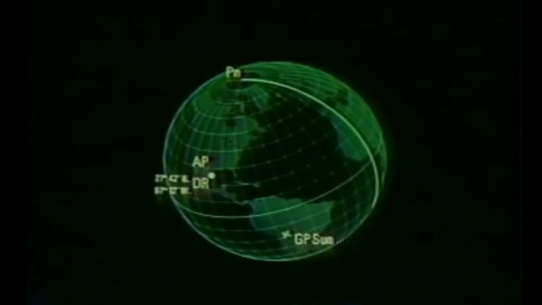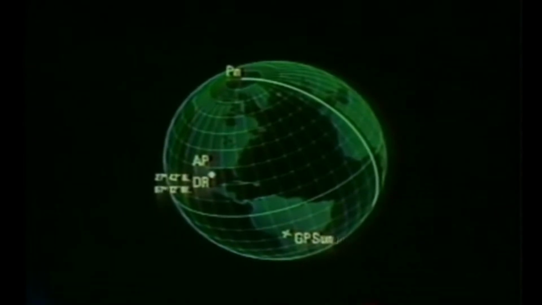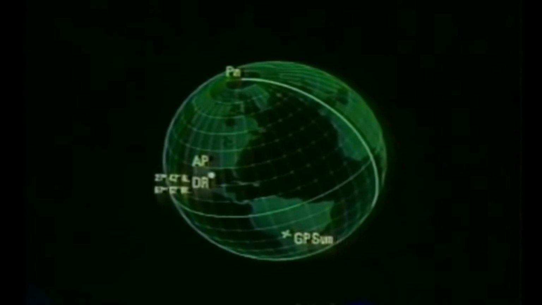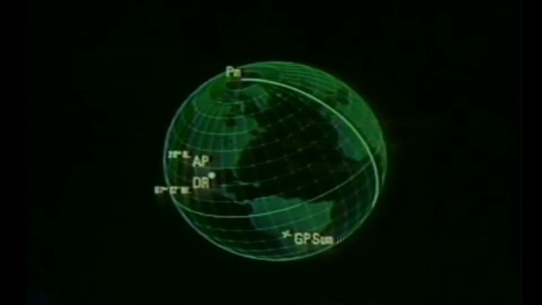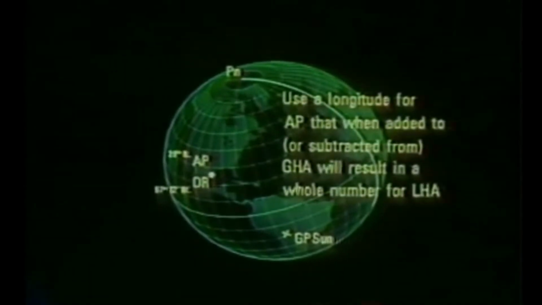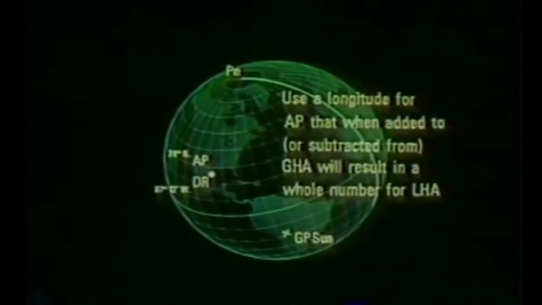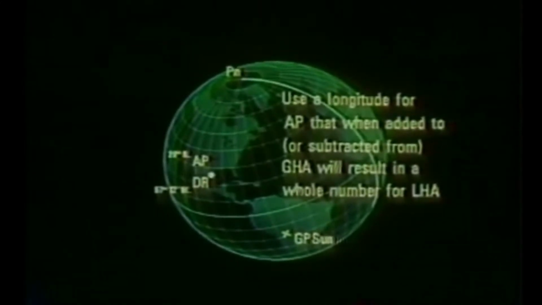Since you are operating in the northern hemisphere, the North Pole becomes the second point on your celestial triangle. The third point is your assumed position. It could be the same as your DR position, but since the HO 249 tables are arranged for whole numbers of latitude, you give your assumed position the nearest whole degree of latitude, or 28 degrees north. You use a longitude for your AP that, when added to or subtracted from the GHA of the celestial body, will result in a whole number for local hour angle.